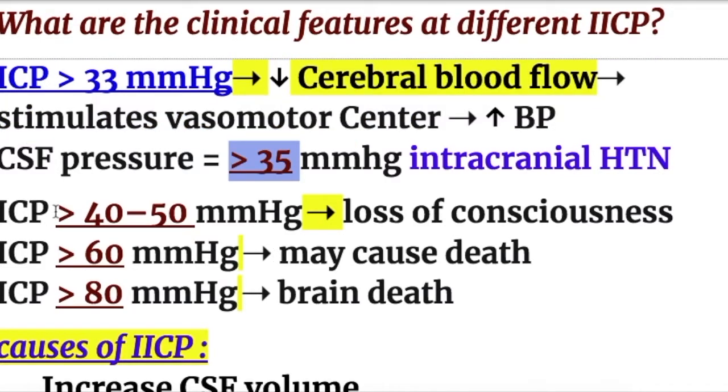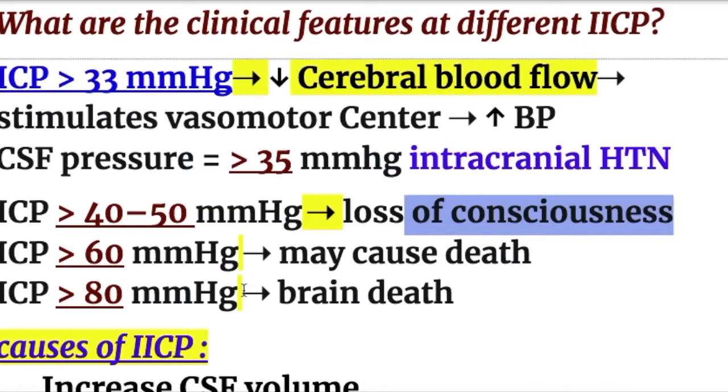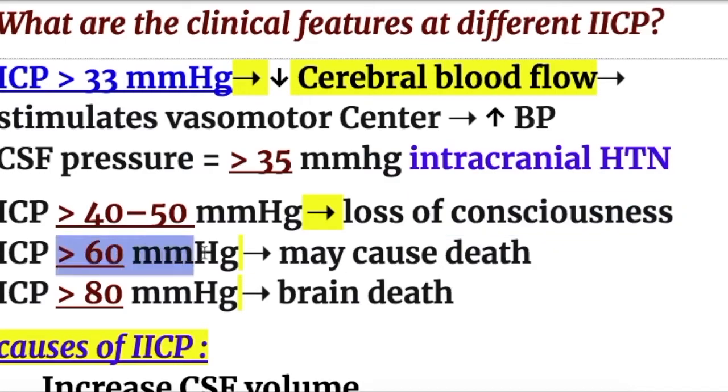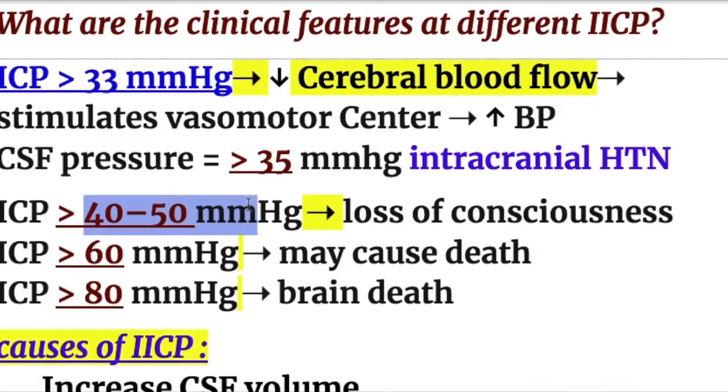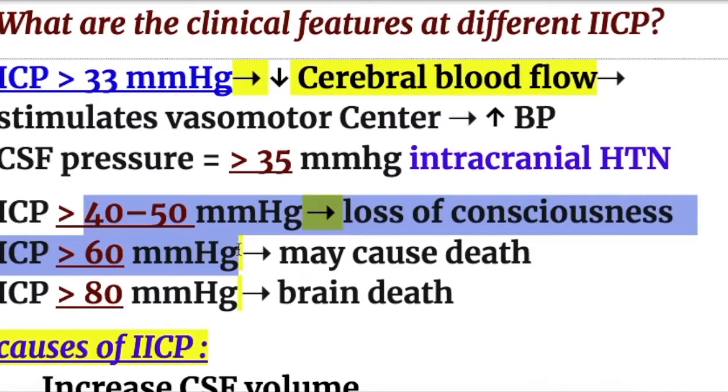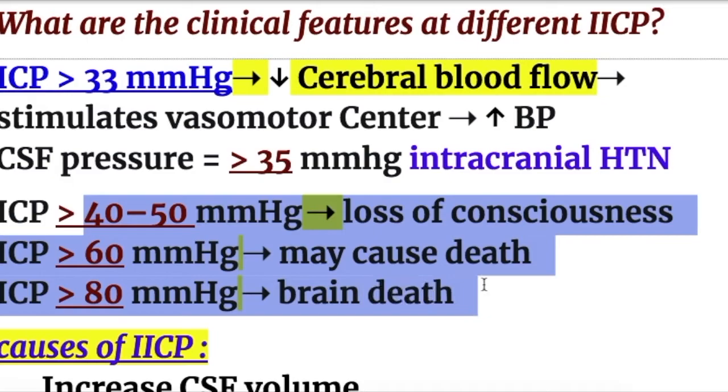Intracranial pressure of more than 40 to 50 millimeters of mercury causes loss of consciousness, more than 60 millimeters of mercury may cause death, and more than 80 millimeters of mercury causes brain death. So different levels of intracranial pressure: more than 35 is intracranial hypertension, normal being 10, at 40 to 50 it loses consciousness, more than 60 it causes death, and more than 80 millimeters of mercury causes brain death.